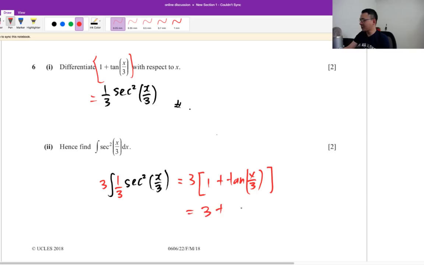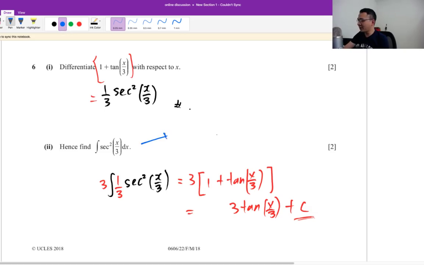So it's just 3 plus 3 tangent x over 3 plus c. Alright, this is just like that. And something, because I actually went through the marking scheme. The marking scheme doesn't have the plus 3. I guess one of the reasons is because plus c here actually includes all the constants, and 3 is a constant. So therefore, if you forget to write the plus 3, you'll still get it correct, because plus 3 is a constant, it should be within the c here.